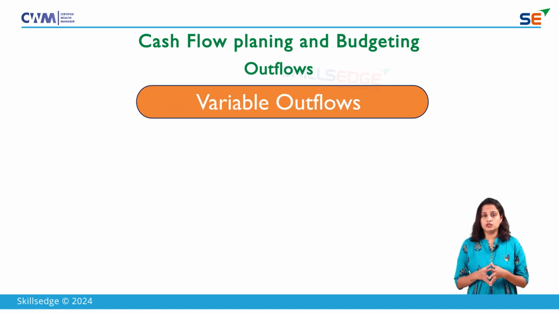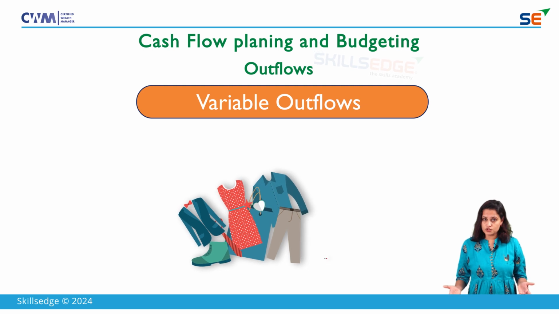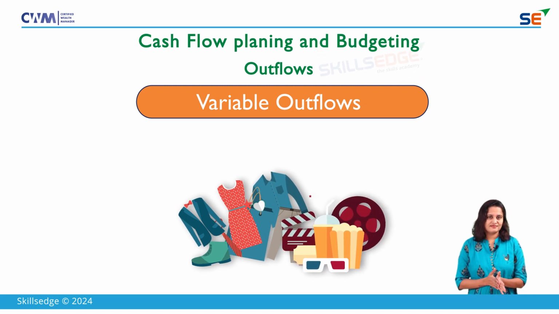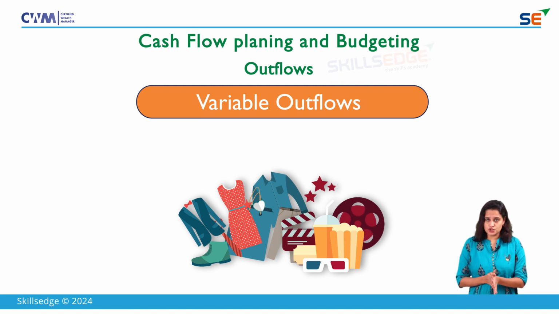Variable outflows are those on which a client can exercise some degree of control. These include expenses like expenditures for lifestyle, clothes, and entertainment. These are variables on which you can have control and plan your inflows and outflows accordingly.